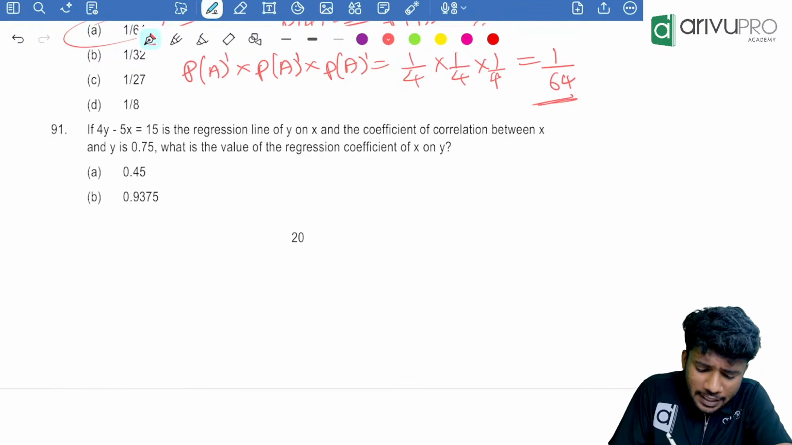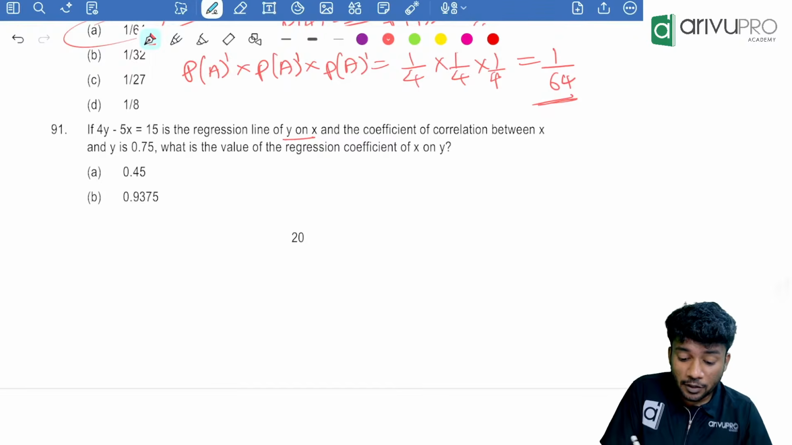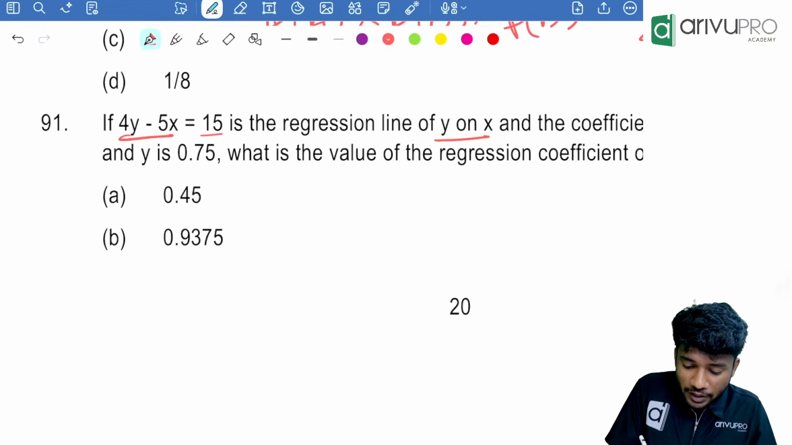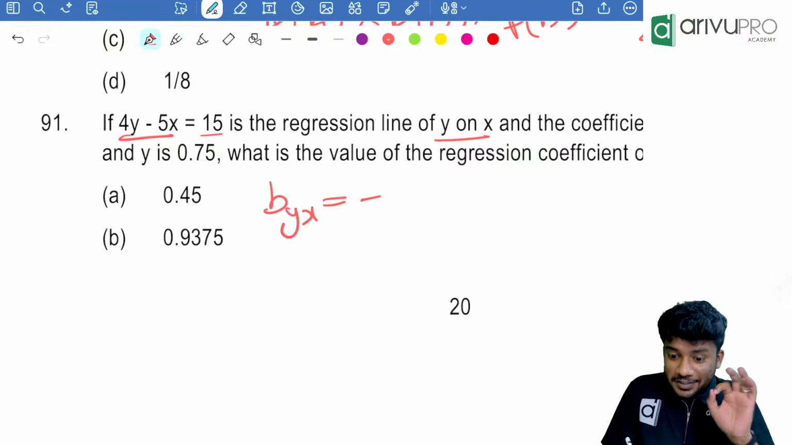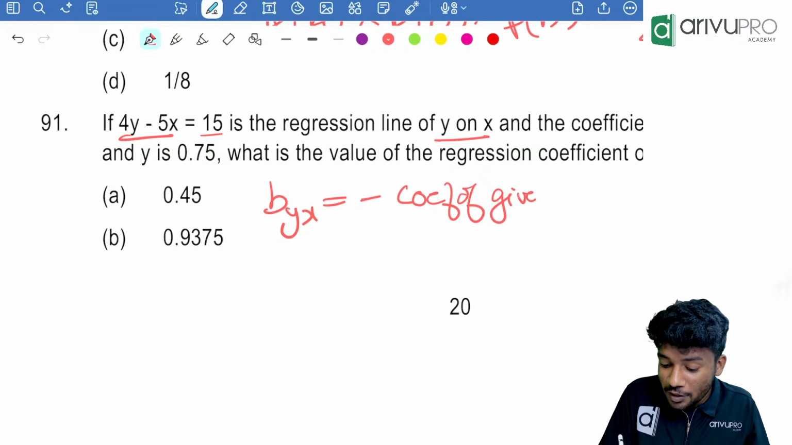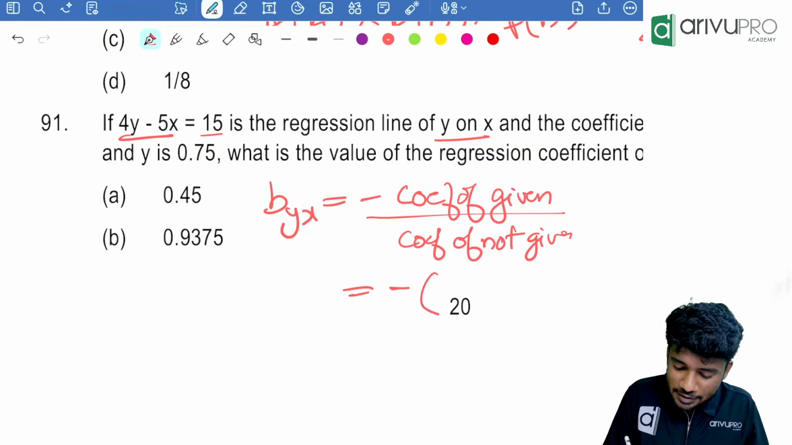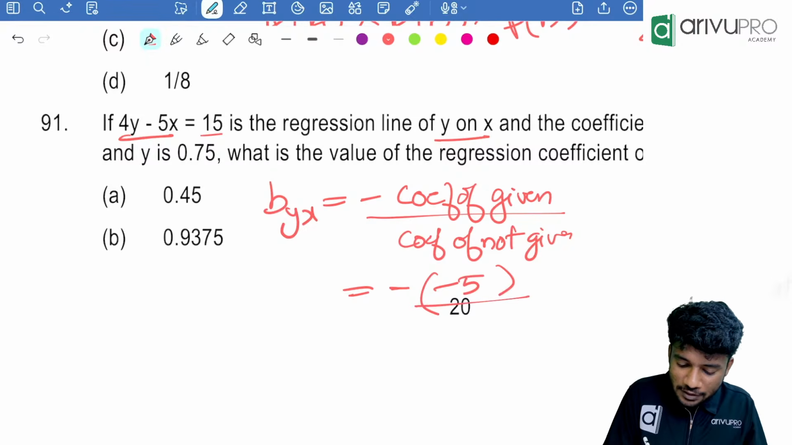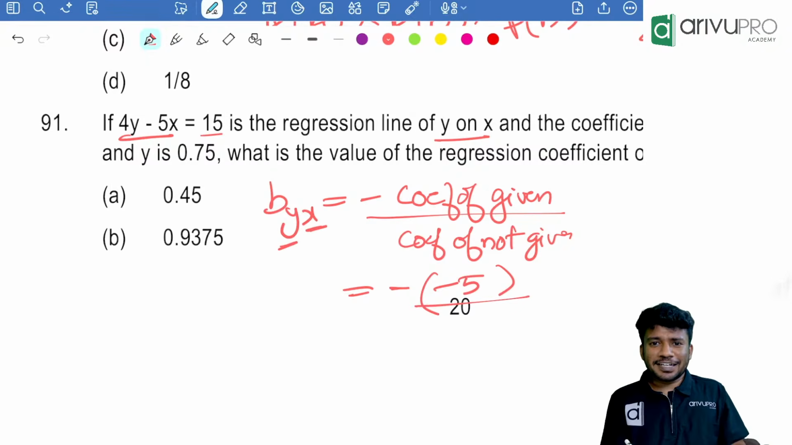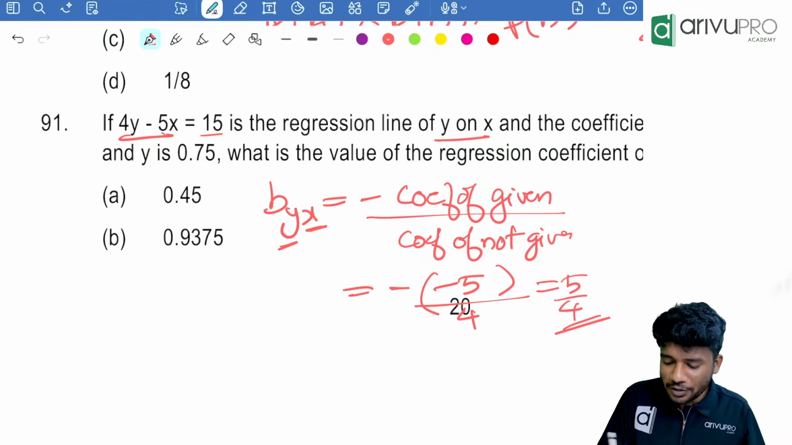If 4y minus 5x is equal to 15 is the regression line of y on x, people, this is the regression line of y on x. That means byx will be how much? You remember the shortcut: minus of coefficient of the given variable divided by coefficient of the variable not given. That means byx is minus of minus 5 divided by 4, since x is given and y is not given. So byx is 5 by 4.